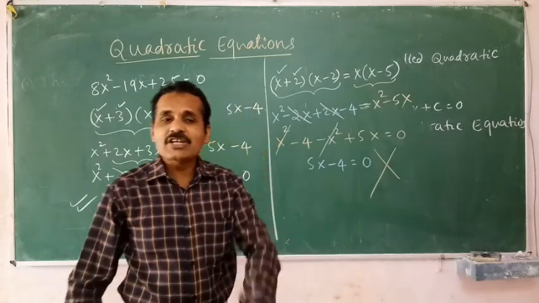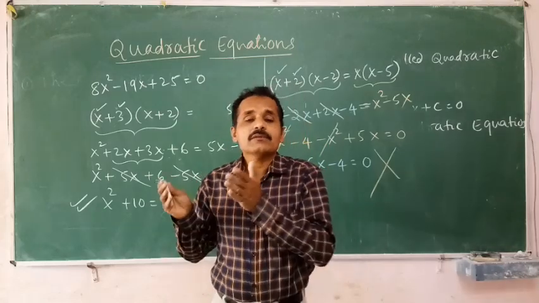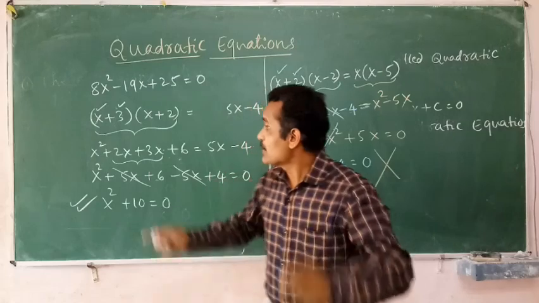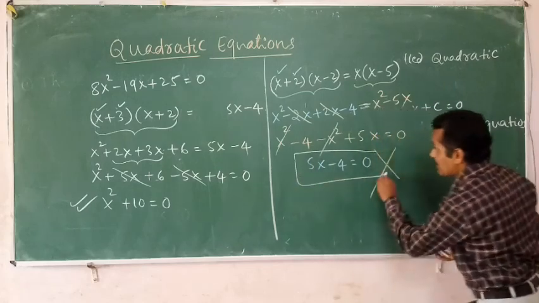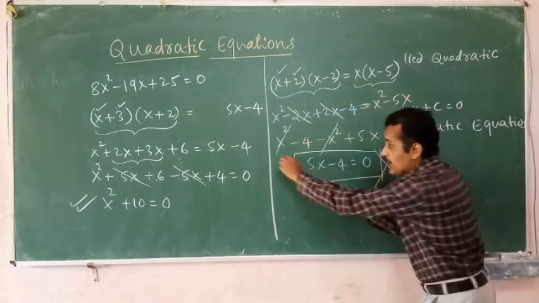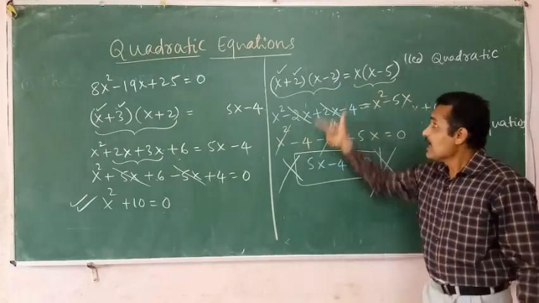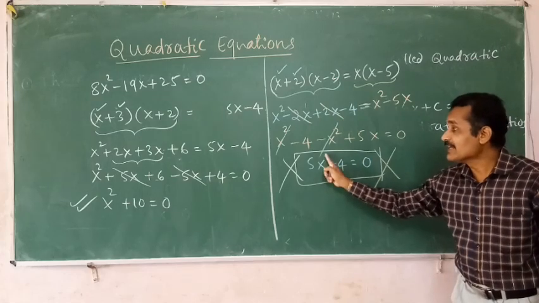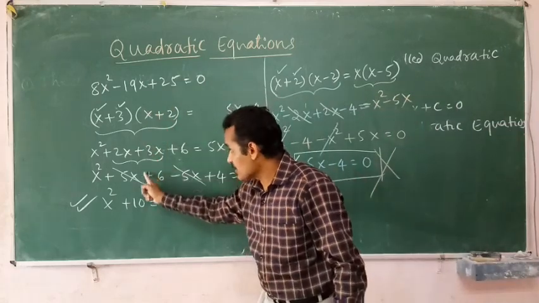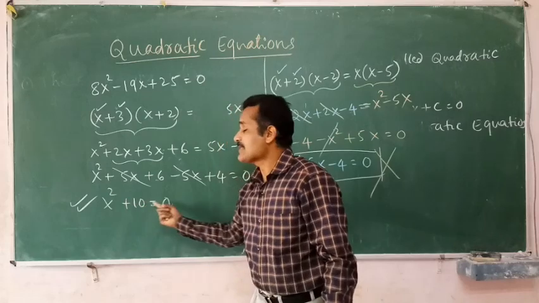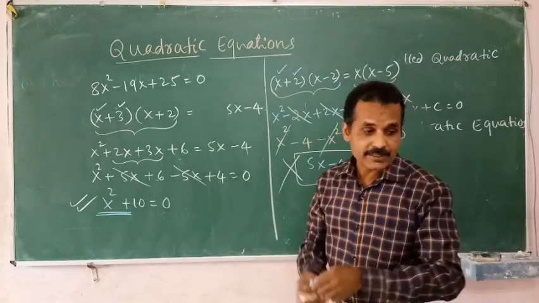Ultimately, what I want to say, my dear children, whenever an equation is given to you and they ask whether the given equations are quadratic or not, your work is to simplify. After the simplification, if the highest degree is 2, then only we can say it is a quadratic equation. In this example, after simplification, you got a linear, highest degree is only 1. See here, after the simplification, you got an equation x square plus 10 is equal to 0. You got an equation of highest degree 2. So you can see it is a quadratic equation.